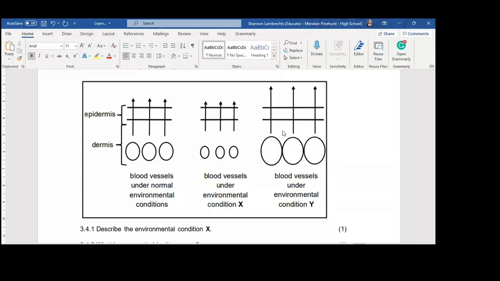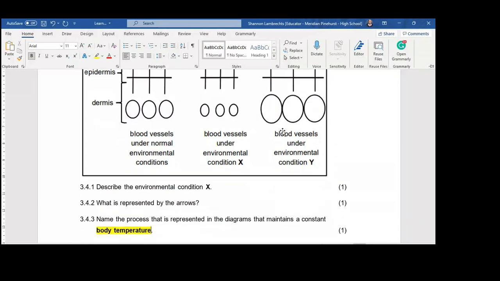And now you must explain how the body will change, or how the changes the body will go through, to allow the body to cool down. What are you going to talk about here? There's a few things. You can talk about sweat. You can talk about blood flowing to the skin. You can talk about the hair follicles standing up or relaxing. There's lots of stuff you can talk about, okay?